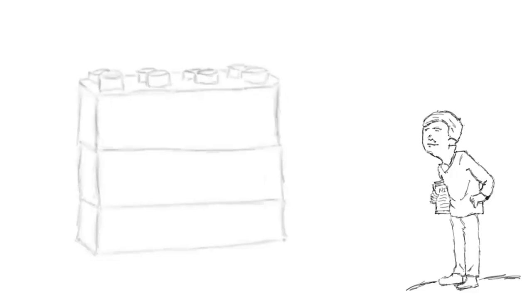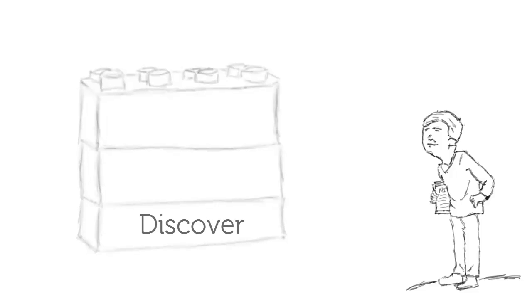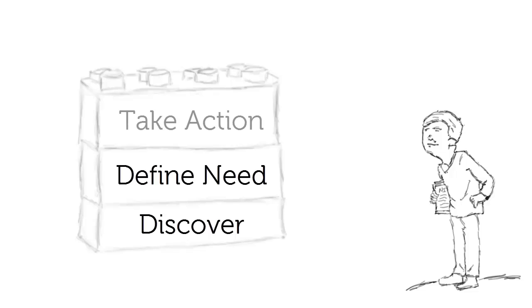So the first step is we have to discover and know what assets are in our environment. We have to have a complete picture of those assets. And then we have to define what the need is with those assets. What are they doing in our environment? What would we like them to do? What automation do they provide? And then we have to simply take action.